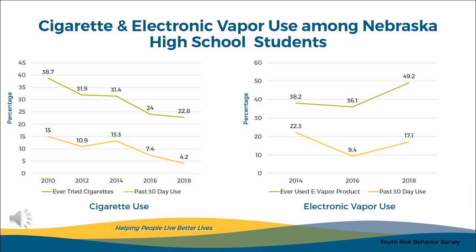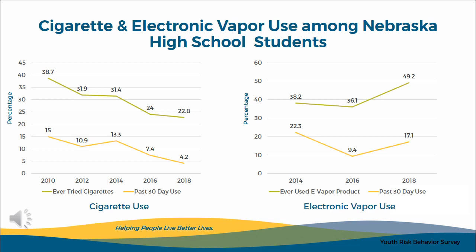The following data comes from our Youth Risk Behavior Survey, looking at cigarette and electronic vapor use among Nebraska high school students. While we have seen a decline in cigarette use for ever trying or past 30-day use, what's more concerning is electronic vapor use among youth. In 2018, almost half of high school students reported using an electronic vapor product during their lifetime. The proportion of students that reported using an electronic vapor product during the past 30 days decreased significantly between 2014 and 2016, but has since begun rising.